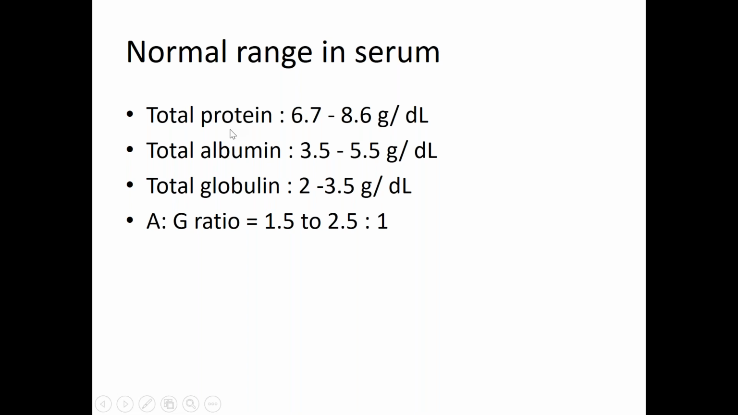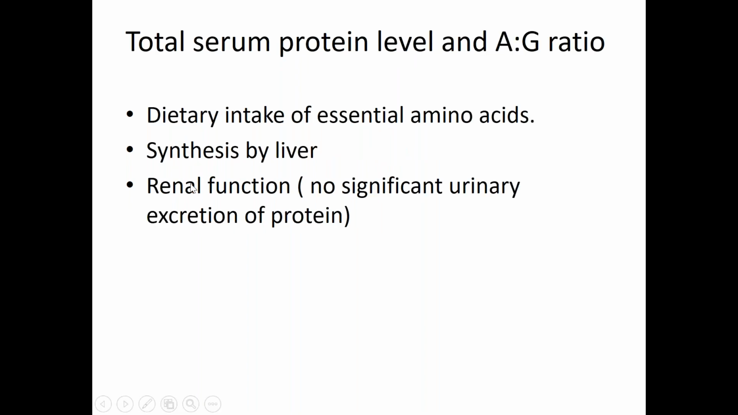There is a ratio between albumin and globulin. This ratio is important in order to diagnose the clinical condition, which will come later. The A/G ratio, that means albumin to globulin ratio, is normally 1.5 to 2.5. You have to know the normal values of all the analytes like protein, albumin, globulin, and others too. The serum protein level in the blood depends on three factors: dietary intake, synthesis by the liver, and kidney function, renal function.